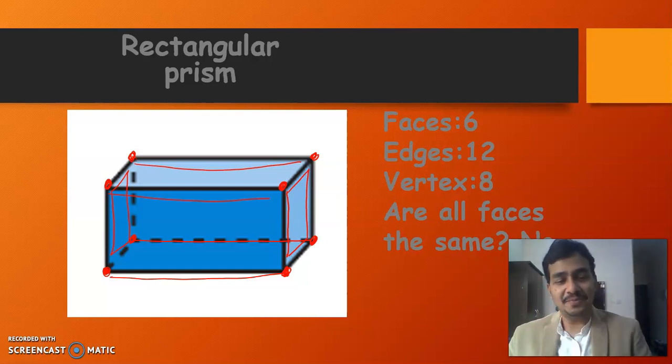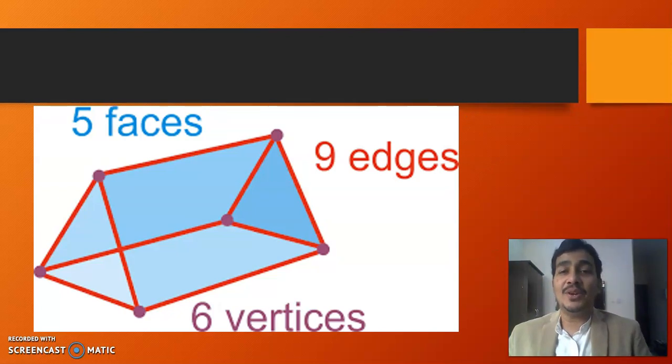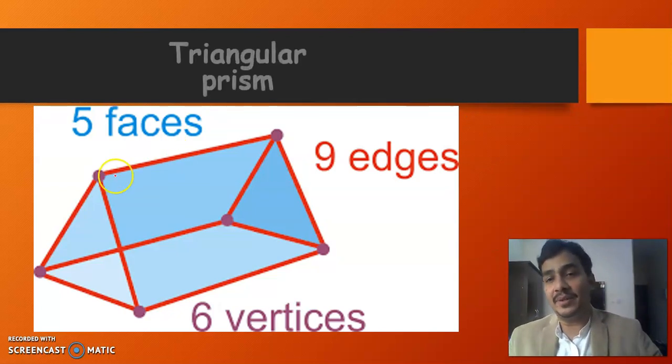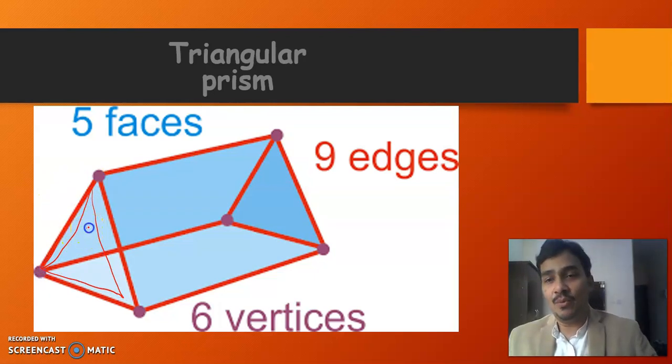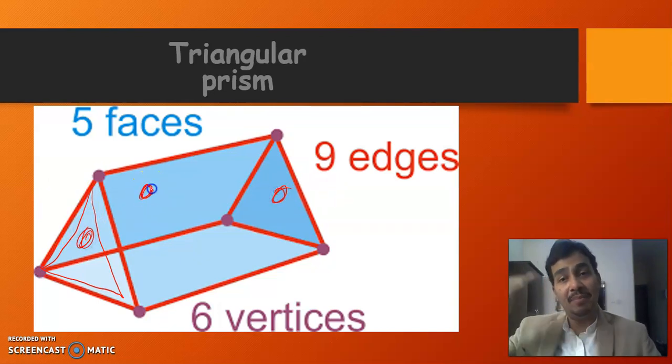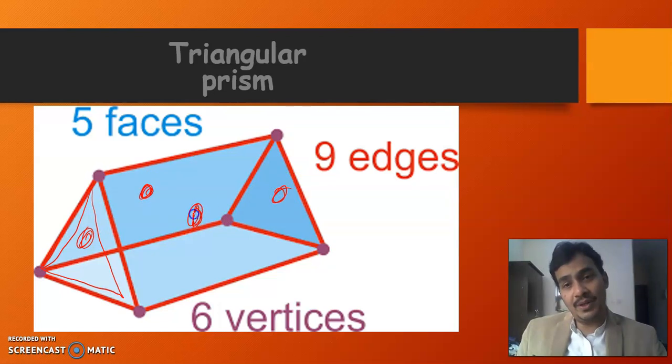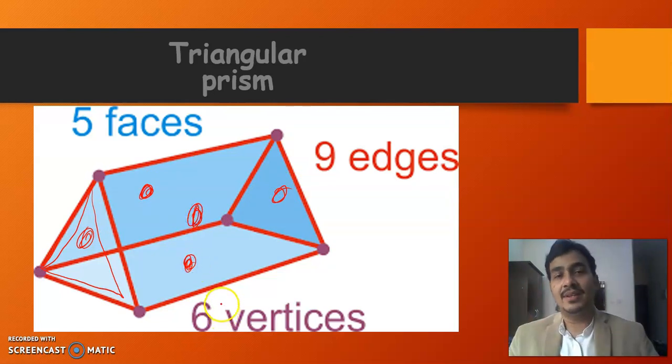Yes? Good. Let's talk about a triangular prism. This is called a triangular prism because it is triangle in shape. Can you see this triangle in shape? So it's called a triangular prism. It has how many faces? 5 faces. One triangular this side, 2, 3 at the back, 4 here, and 5 at the bottom. So there are 5 faces.